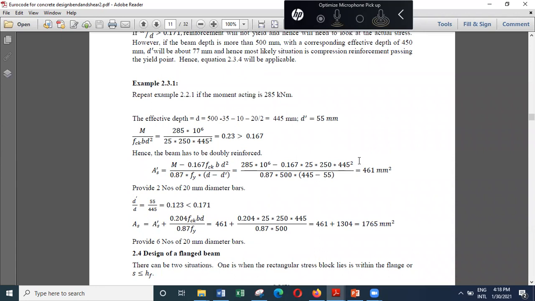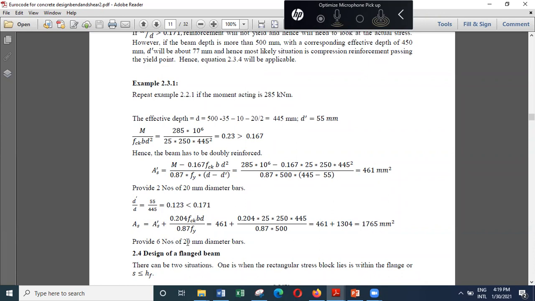And then you can also find the d dash over d ratio, which is 0.123, less than 0.171, which means we can actually use this equation. The reason is compression reinforcement would have yielded if the maximum moment is acting. Then you can simply substitute in this equation and find the tension reinforcement needed. And you can see 1765.